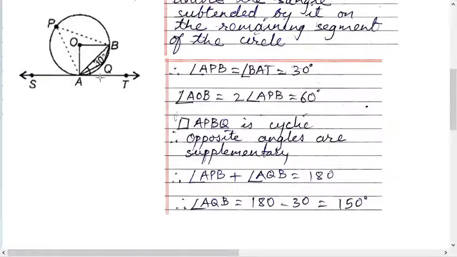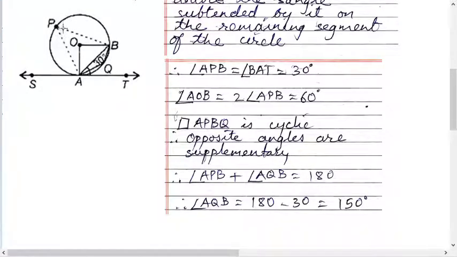Okay. Next, quadrilateral APBQ is a cyclic quadrilateral. Why? What do you mean by cyclic? Cyclic means a quadrilateral whose vertices are all on the circle. So A is on the circle, P is on the circle, B is on the circle, and Q is on the circle, right? So for any cyclic quadrilateral, the opposite angles are supplementary.